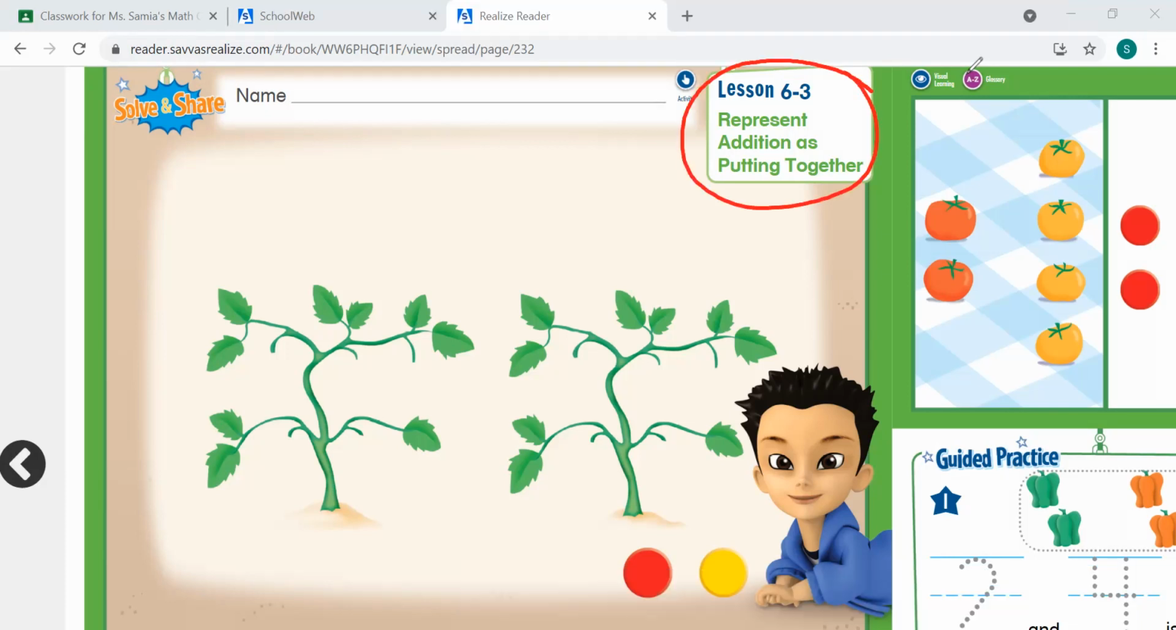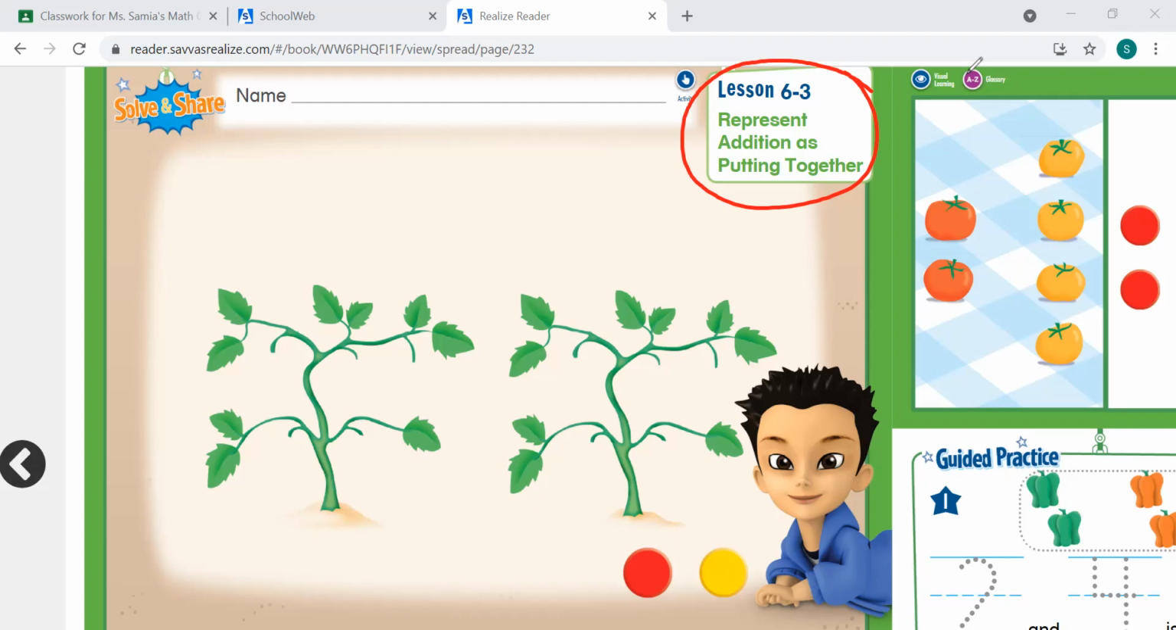Lesson 6-3. Represent addition as putting together. Daniel sees two tomato plants. One has two green tomatoes, and the other has three red tomatoes. Let's use counters to show the tomatoes on each plant. And then we're going to write the number of tomatoes under each plant. How many tomatoes are there in all?